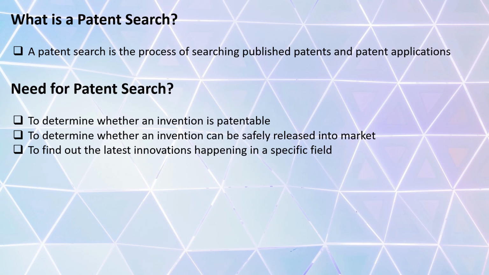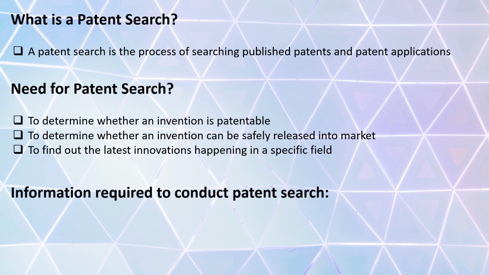Okay, I think that covers the basics of why a search is to be conducted. Now, let's come back to our main topic of conducting the patent search. So, first question, what is the information required to conduct patent search? Now, the answer to that is details of the invention or subject matter. So that's the only thing one needs to conduct a patent search.